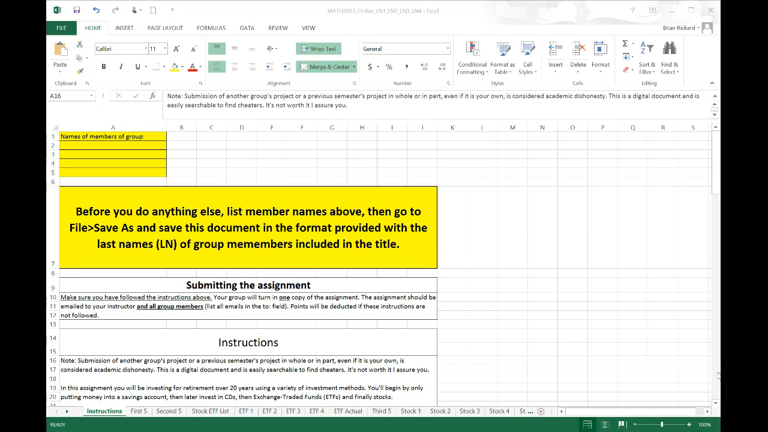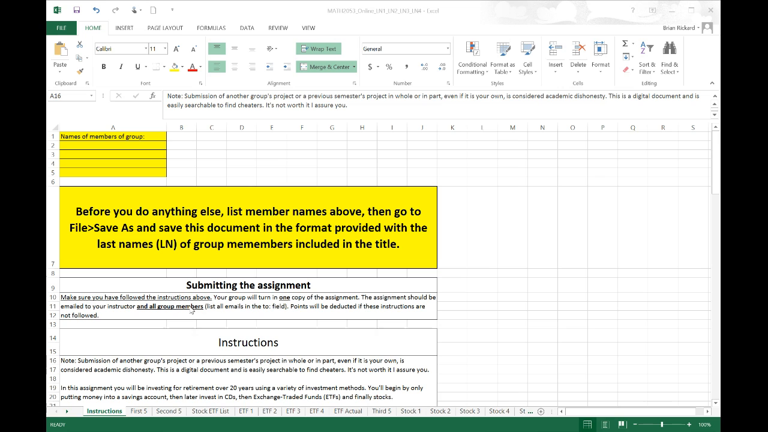So this is the finance project that you're going to be working on, and I just wanted to go over it a little bit so you know what to expect. Let's start with the big yellow box. Before you do anything else, list the members of your group up here, and then do File, Save As and replace the LNs, so LN1, LN2, LN3, and LN4, with the last names of the people in your group.